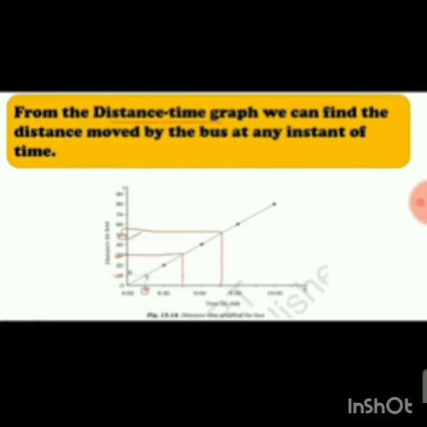Same for 9 and then 9:15. You take the time 9:15 and the red line which I have drawn. Okay, so this is the kilometers. Like this, the distance-time graph of the bus is used to find out the distance moved by the bus at an instant of time.